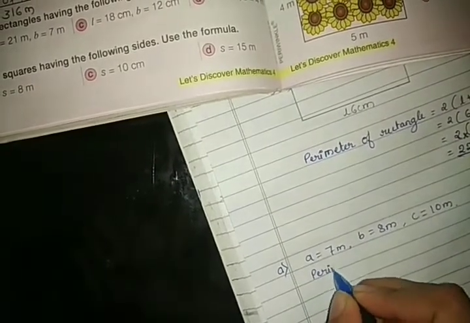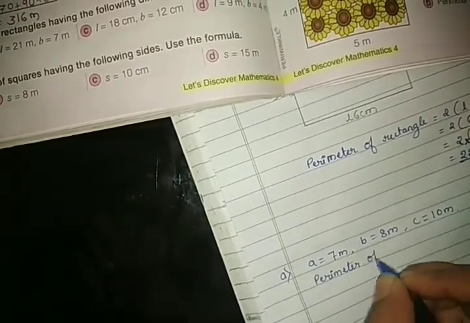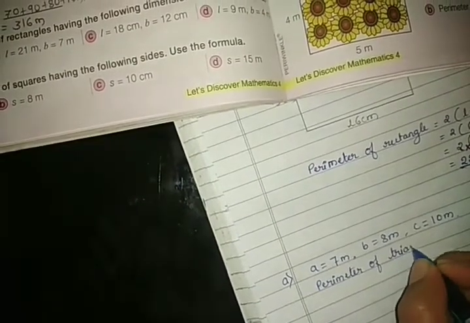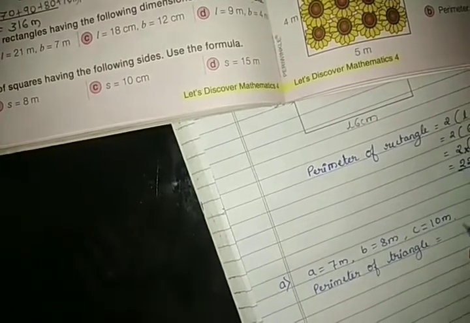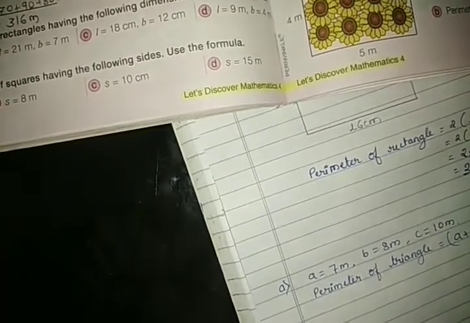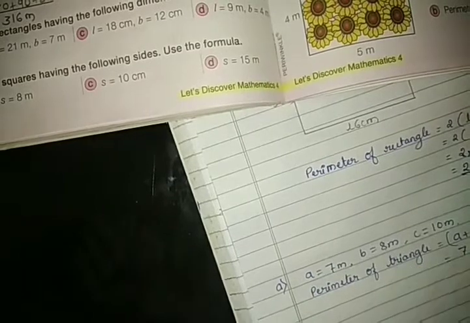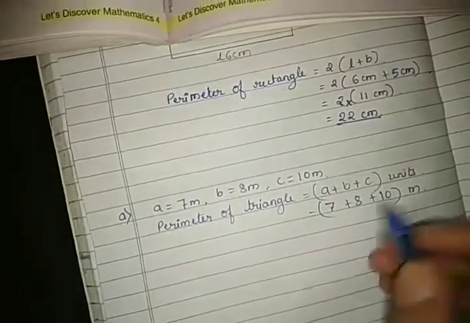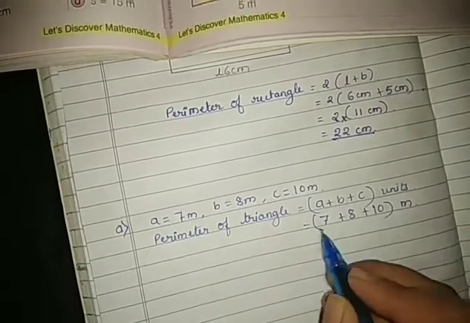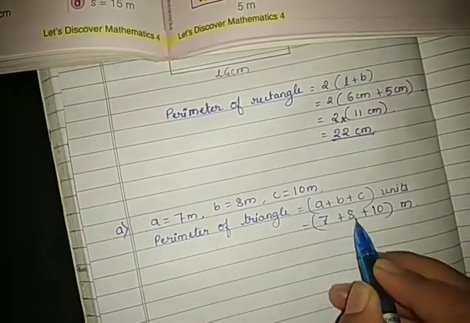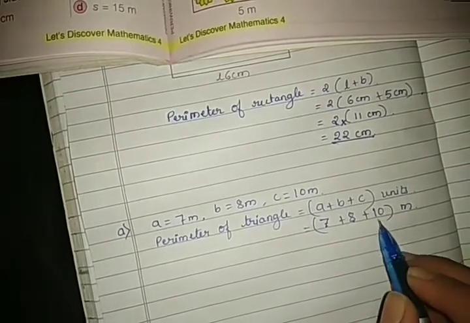Perimeter of triangle is equal to A plus B plus C. Units they have given into meter. Yes, they have given into meter. We'll write in meters only. Okay. A plus B plus C units. A is equal to 7 meter, B is equal to 8 meter and C is equal to 10 meter.